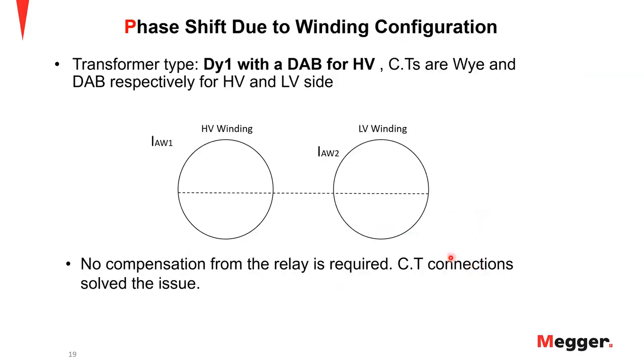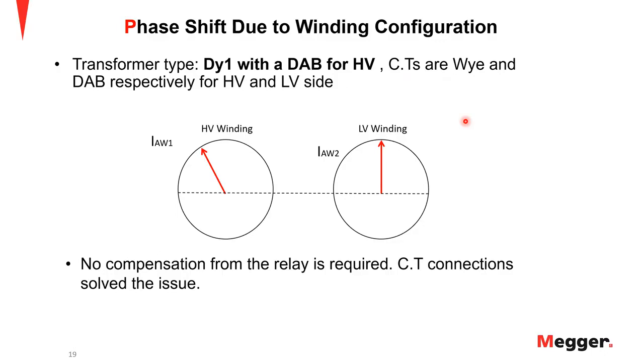In this example, I have a delta Y transformer with the delta on the high side and Y on the low side. But look at the CT connections here. It's Y on the delta side and delta on the Y side. Let's start with the currents coming out of the transformer winding. These are the currents you see on both the windings. These are the A phase currents out of the transformer winding. As you can clearly see, there is a phase shift created due to the delta Y transformer type.